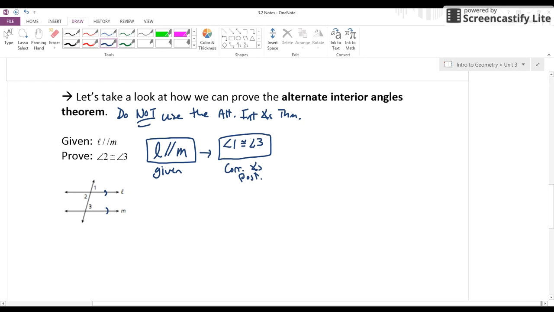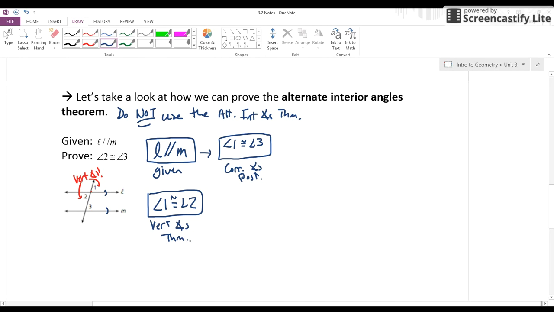So now I've got angle 3 in my proof, but how do I bring in angle 2? Well, what other angle relationships do we see here? Well, I see that angle 1 and angle 2, they share a vertex, right? They're on two different sides of two intersecting lines, so they're vertical angles. So what I know from just the diagram, angle 1 is congruent to angle 2 by the vertical angles theorem.